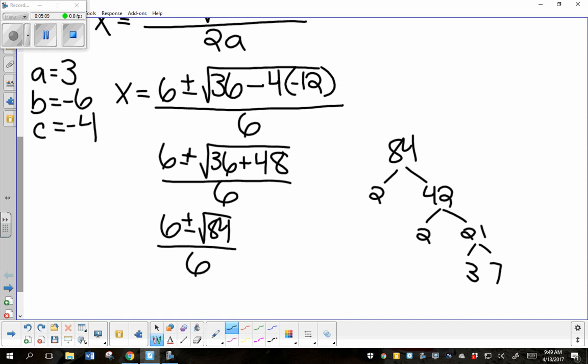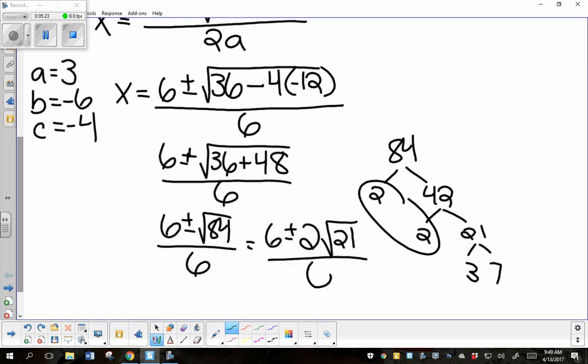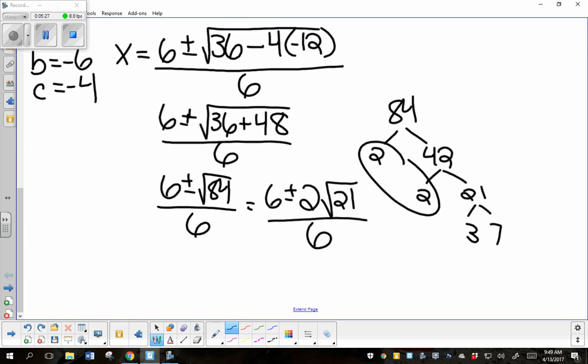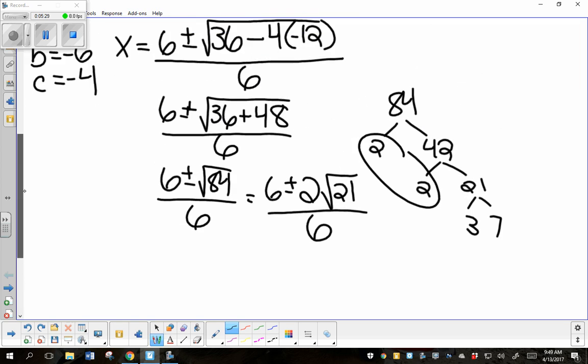Are there any groups of 2 that get to come out? Yeah, so one group of 2 gets to come out. So this is going to be 6 plus or minus 2 root what? Good, because the 3 and 7 are both left. So 3 times 7 is 21, all over 6. Now there is sort of some crossing out I can do actually now.